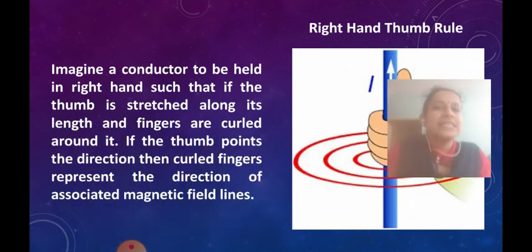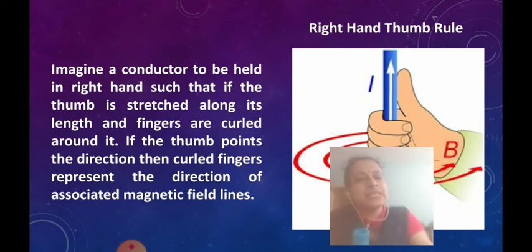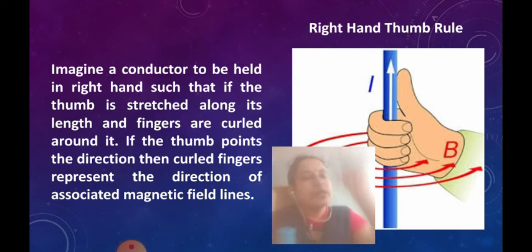So here is the rule. Imagine a conductor to be held in the right hand such that the thumb is stretched along the length and the fingers are curled around it. If the thumb points in the direction of the current, then the curled fingers represent the direction of the associated magnetic field lines. Isn't it simple? Very simple, right? Now this was easy because the current was in the upward direction.